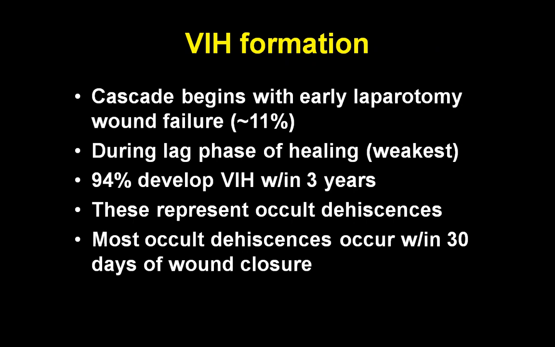Now, when does a ventral hernia start forming? The cascade begins with early laparotomy wound failure. For example, you've done a laparotomy. On the third or fourth day, you find a discharge from the wound in less than 11% of cases. Those are cases which are prone to develop a ventral hernia. Or during the lag phase of healing, which is the weakest part, 94% of patients develop ventral hernia within 7 years, and these represent occult dehiscence. And most of the occult dehiscences occur within 30 days of wound closure.